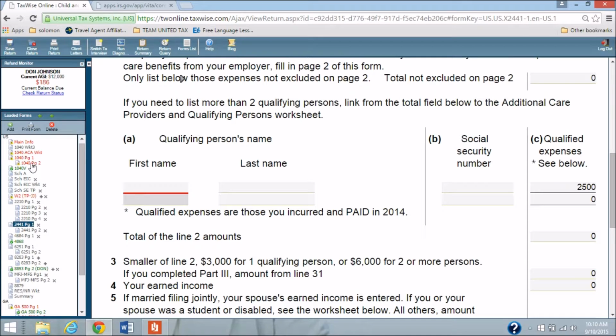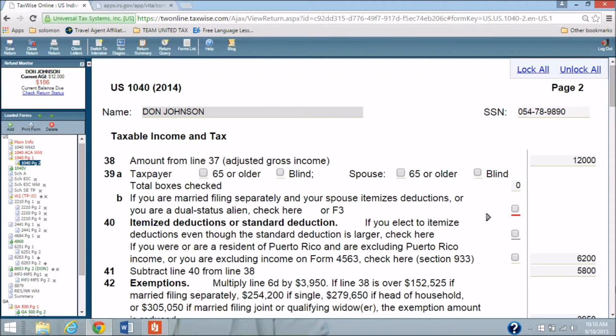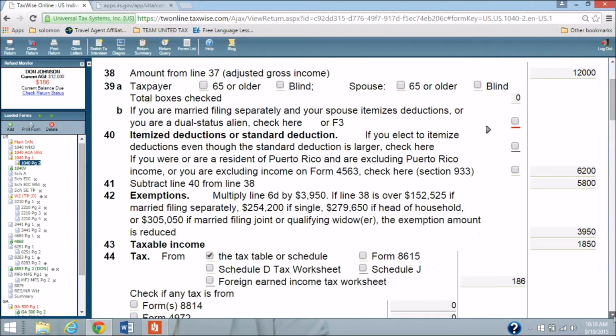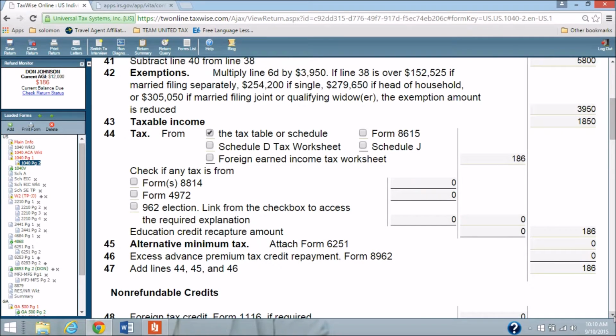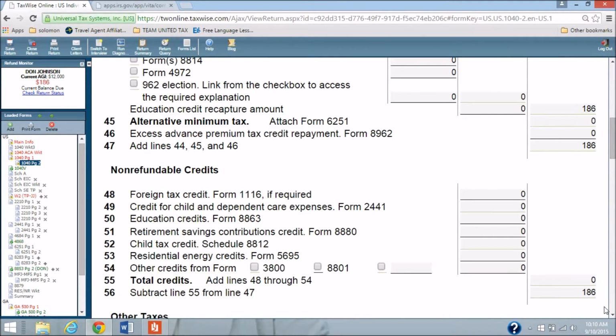I'm gonna go back to the 1040 page 2 and see if it calculated anything down here for us. It didn't calculate because it has to be a child on the main information sheet. It will calculate an amount, and that amount will come here, and it will further reduce your tax liability. That's what a non-refundable credit is.